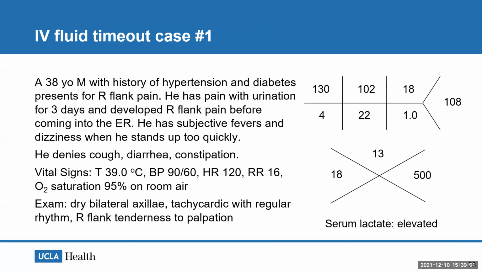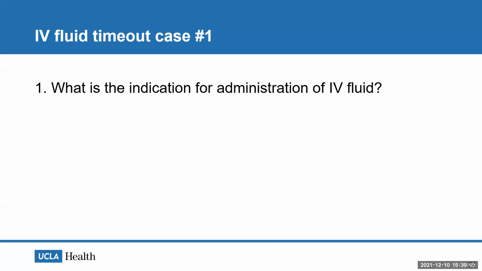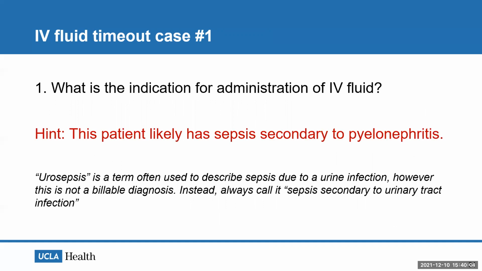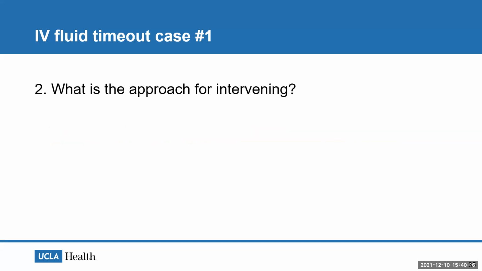So we're going to go through the 4 questions. I encourage you to commit to them on the survey and the QR code. So we're going to go through each question. I'll give you a hint. So what is the indication for giving fluid here? Well, the patient likely has sepsis due to pyelonephritis. Fun fact, urosepsis is often used to describe this term, but it's not a billable diagnosis. So in your notes, please call it sepsis secondary to urinary tract infection.